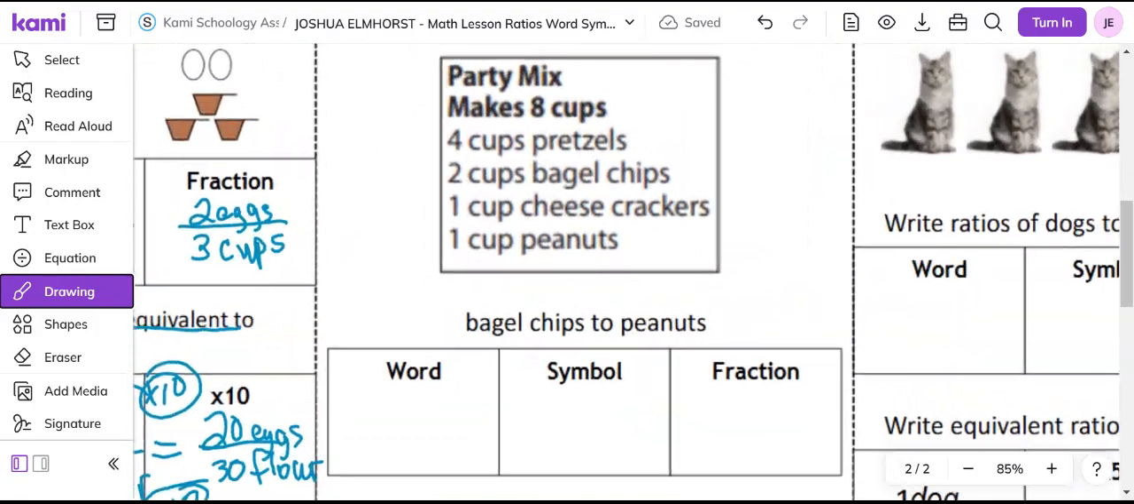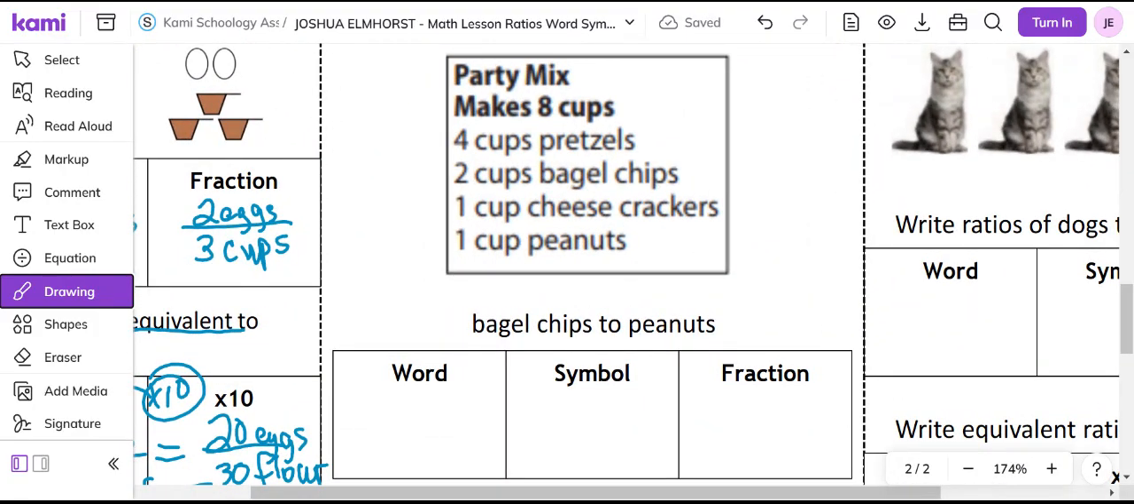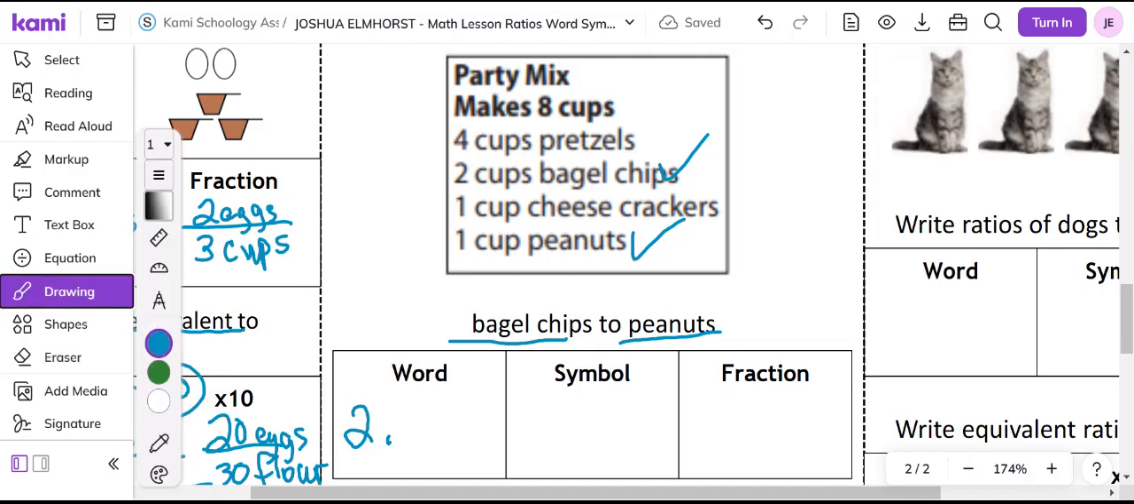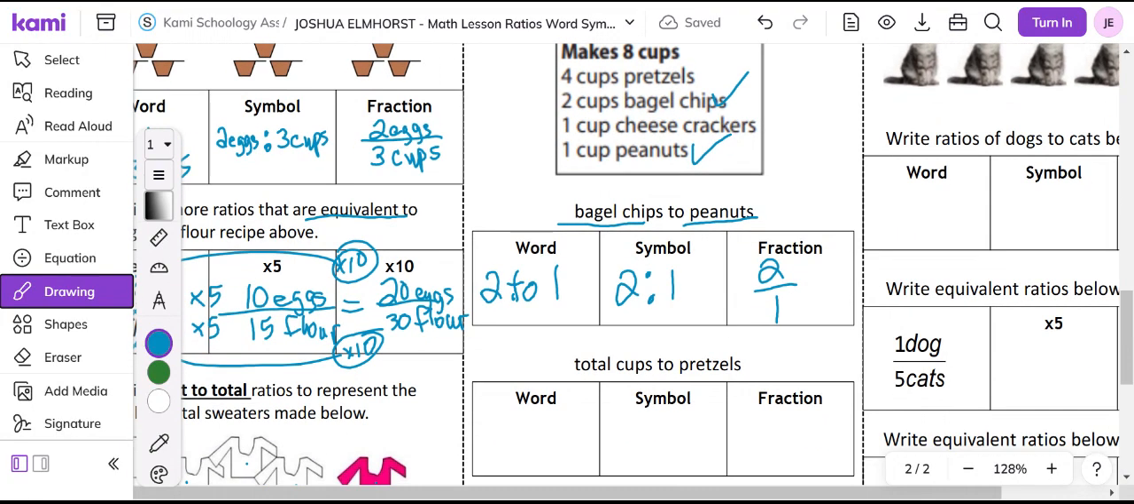Okay, moving right along. Now we're going to delve into it a little more, and we're going to read a situation. We have bagel chips and peanuts. So that would be 2 to 1 in word form, and then the symbol would be colon, 2 to 1, and then in fraction form would be 2 over 1.